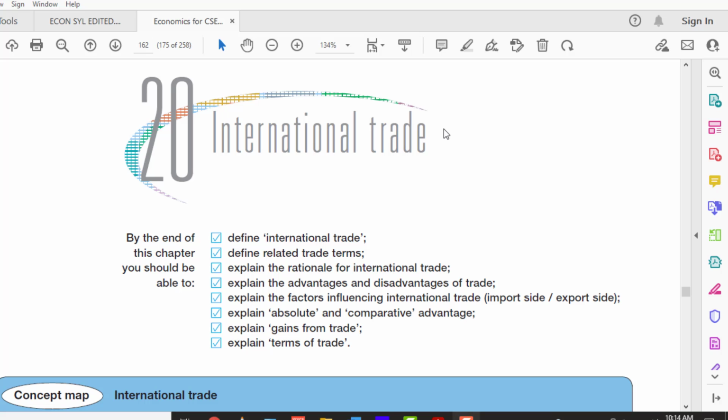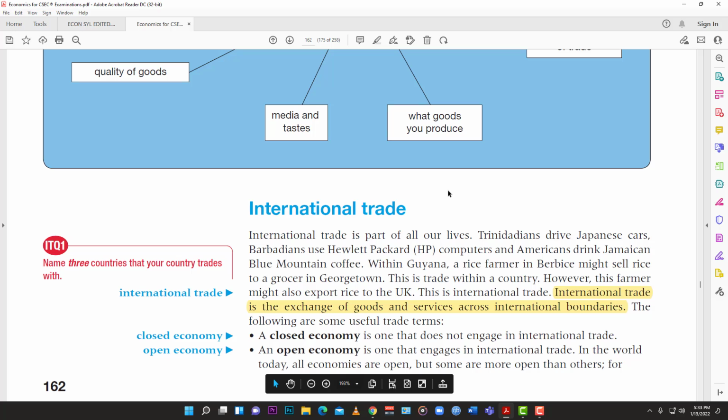Alright, so let's just jump right into the content. So international trade is where two countries, in essence, are exchanging goods and services with each other across international boundaries. So that's, for example, a Caribbean country trading with America, Europe, Asia, wherever. That's international trade, right? It's just the exchange of goods and services across international boundaries, as you can see here. Now, countries that engage in international trade are said to have an open economy.